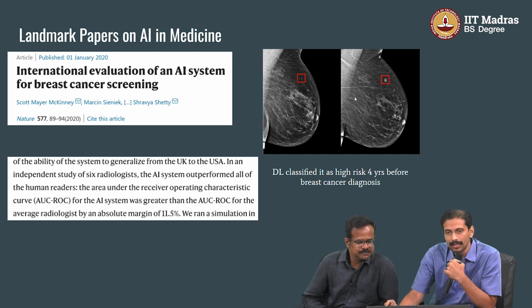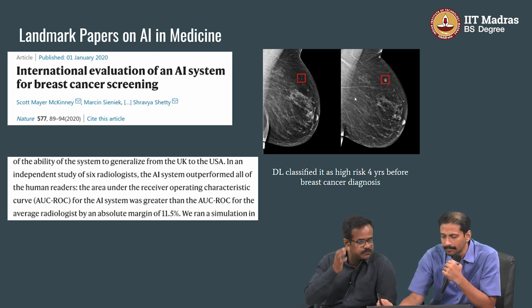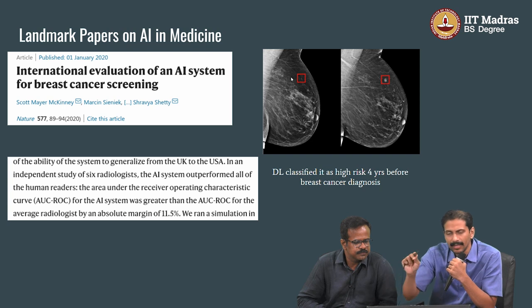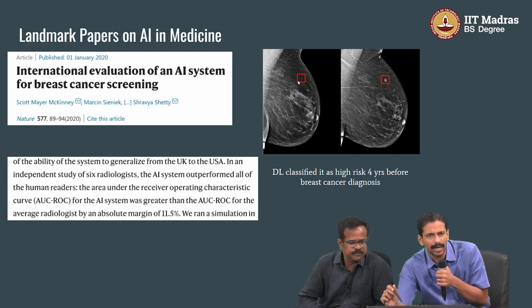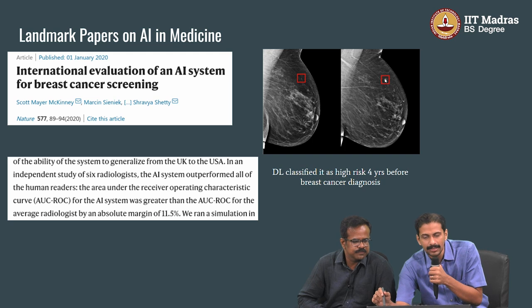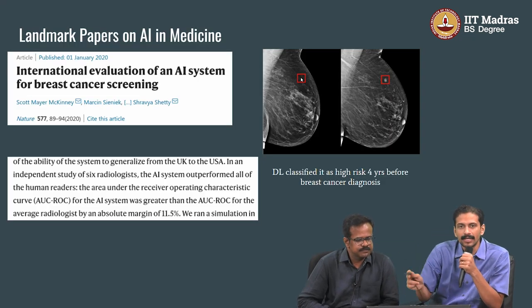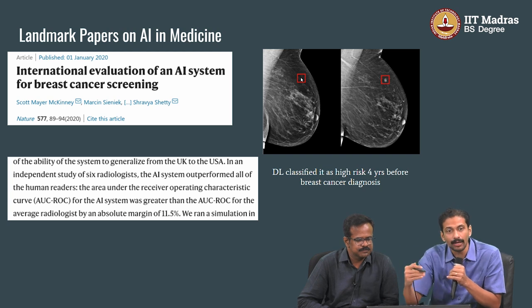Another paper is on breast imaging. This is a radiograph of the breast, and we look at breast imaging to pick up breast cancers. When AI looked at this first image, it said there is a high risk lesion here. But to a radiologist, even to me, this looked like a benign, tiny nodule and didn't look significant, so it was ignored. After 4 years, this nodule became bigger and was actually a breast cancer. DL was able to predict this nodule 4 years earlier. I'm not saying it is better than human capability, but there are situations where it can help you, aid you, warn you, and screen the patients.